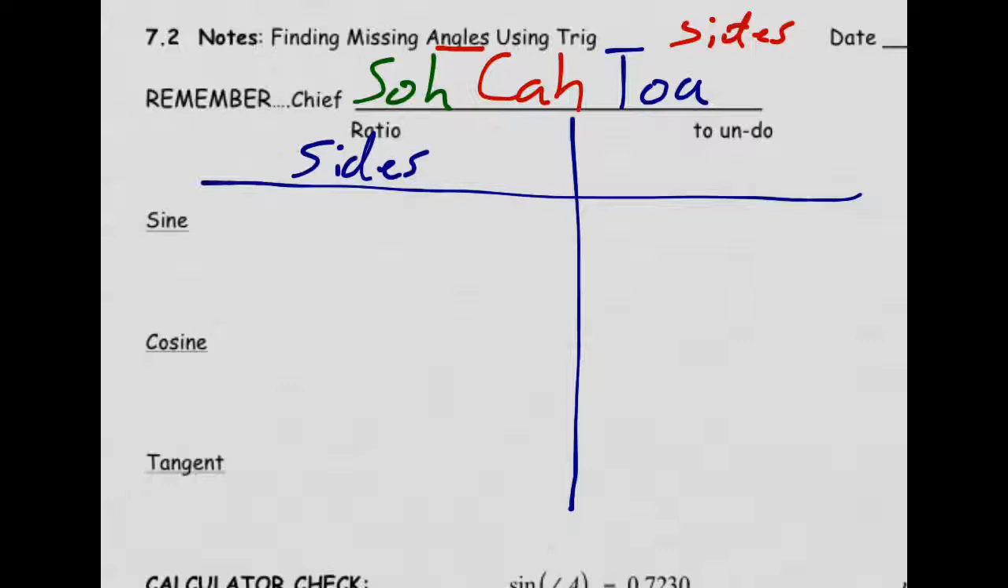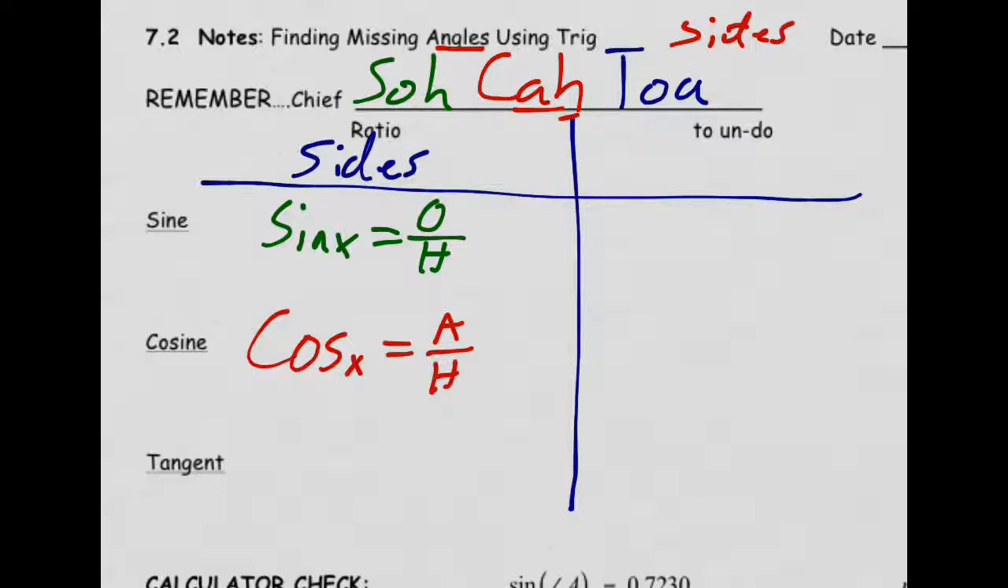So our SOH is sine of x equals opposite over hypotenuse, right? Our CAH is cosine of x equals adjacent over hypotenuse, and then TOA is tangent of x equals opposite over adjacent. Alright, and that's how you find a missing side.